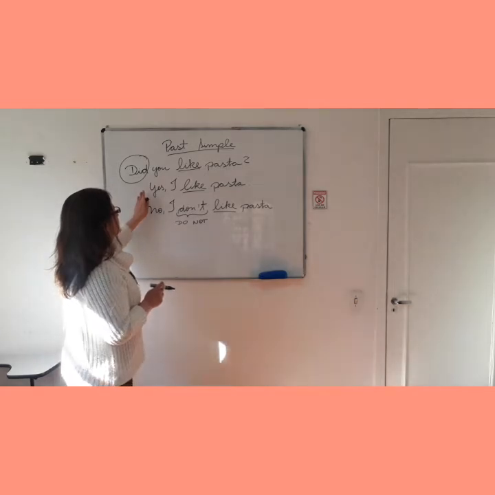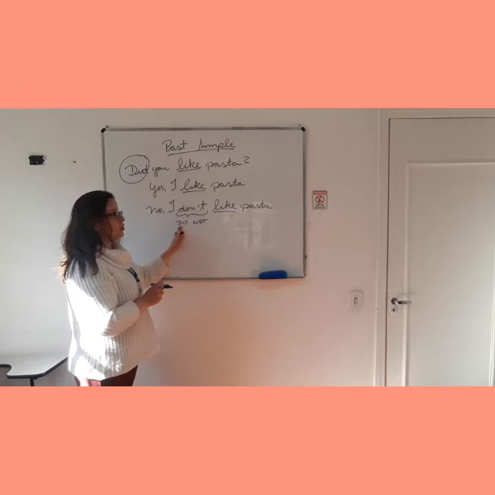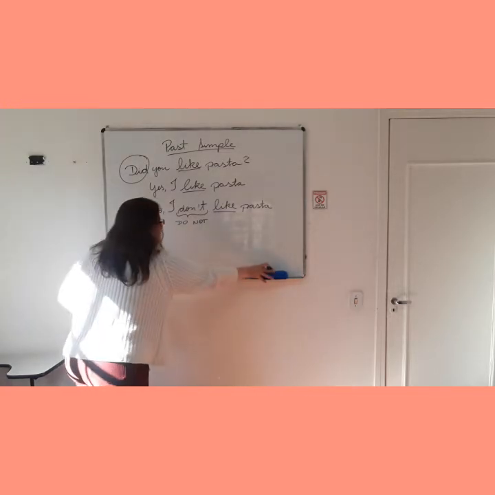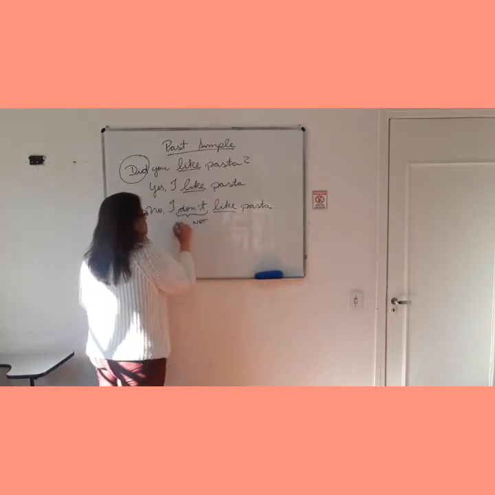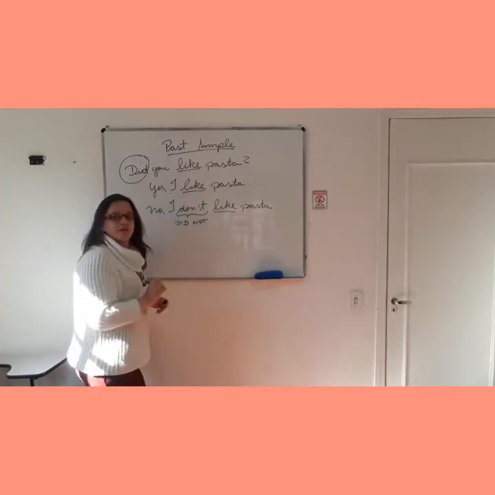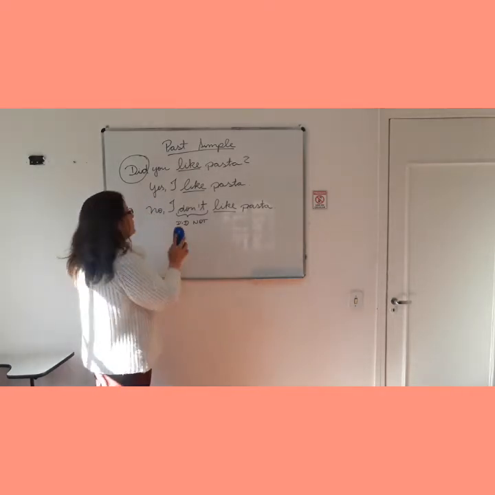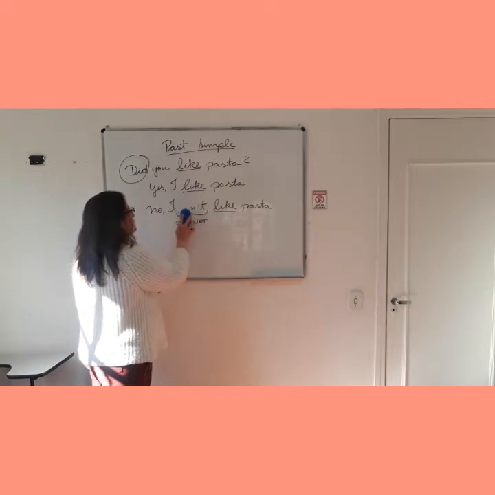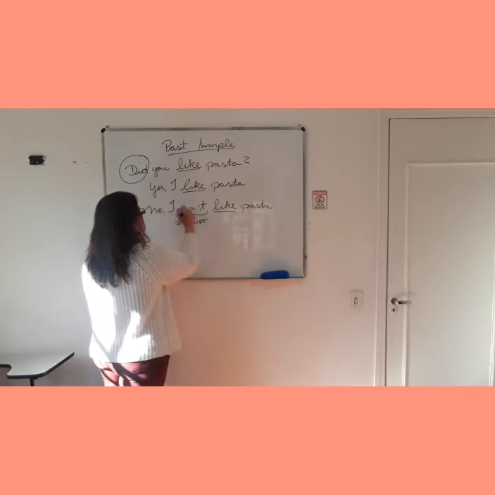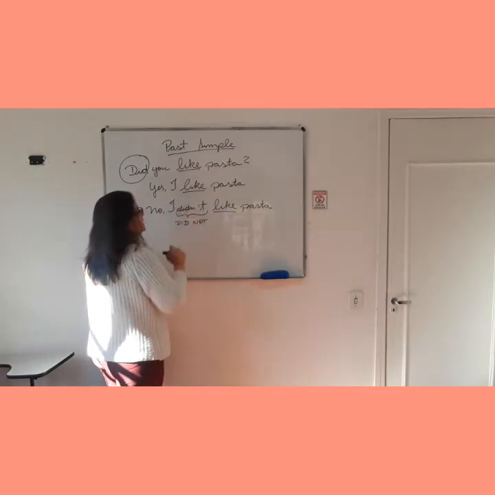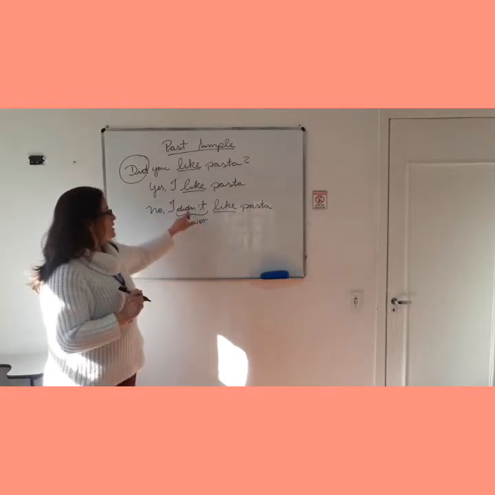Okay? Very good. Here in the negative, what do I have to do? I have to change do for did. Same thing. So here, did not. Okay? So, what is the contraction of that? We take do out and didn't. Okay? Did not, didn't.